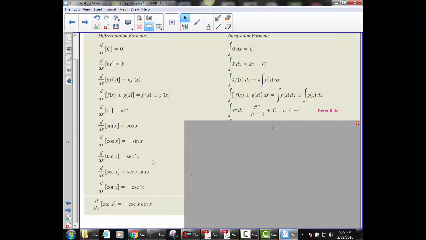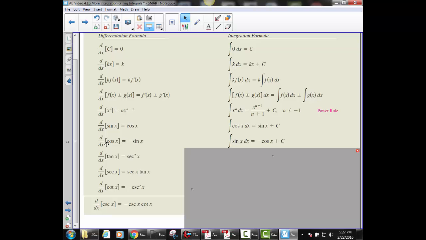Okay, so now we're going to get into the trig. Since the derivative of sine is cosine, it should make sense to you that the antiderivative of cosine is sine. Since the derivative of cosine is negative sine, it should make sense to you that the integral of sine is negative cosine, because the integral of negative sine would be cosine, and then what they're doing is just pulling that negative out and dividing by negative 1 on the other side.